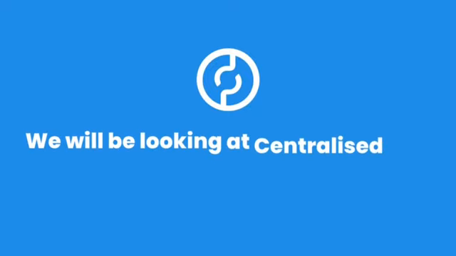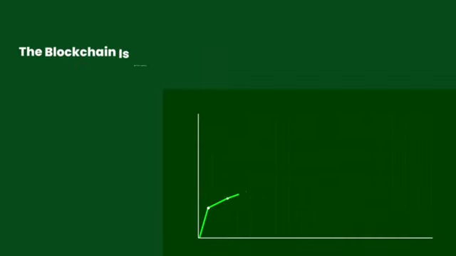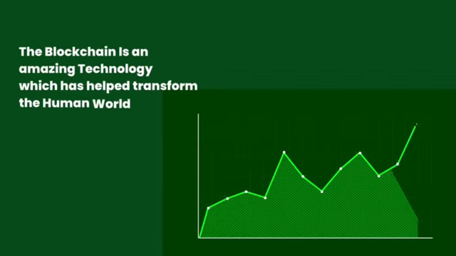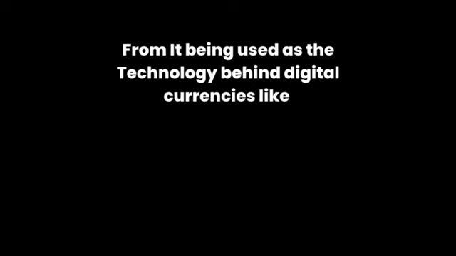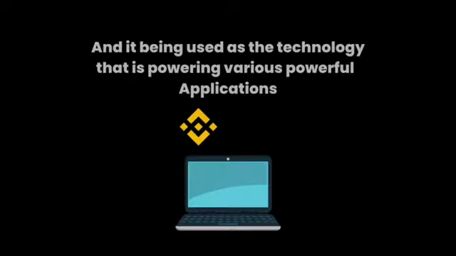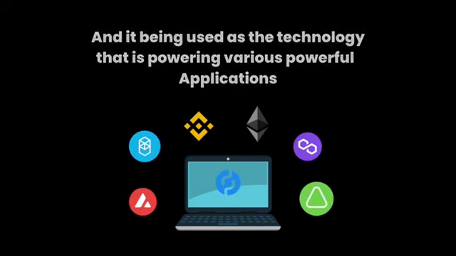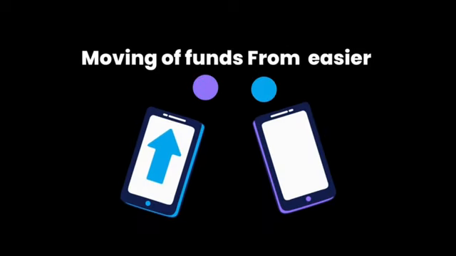We're looking at centralized RPC and decentralized RPC. So the blockchain is an amazing technology which has helped transform the human world, from being used as a technology behind digital currency like Bitcoin and Ethereum, to being used as a technology that is powering various powerful applications. A lot of awesome and amazing applications which have made moving of payment or moving of funds easier.